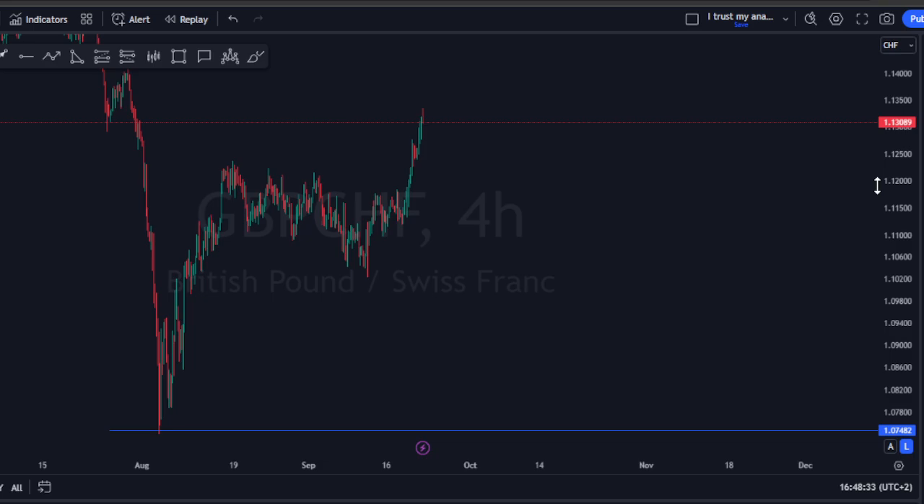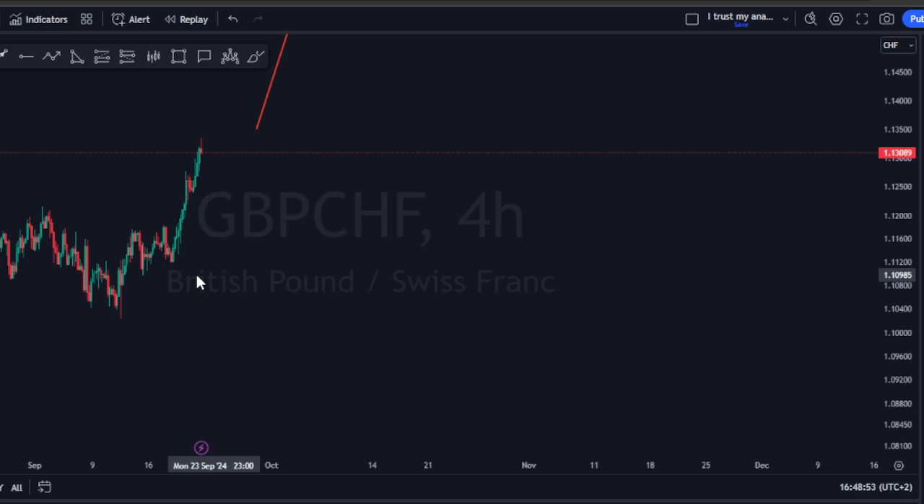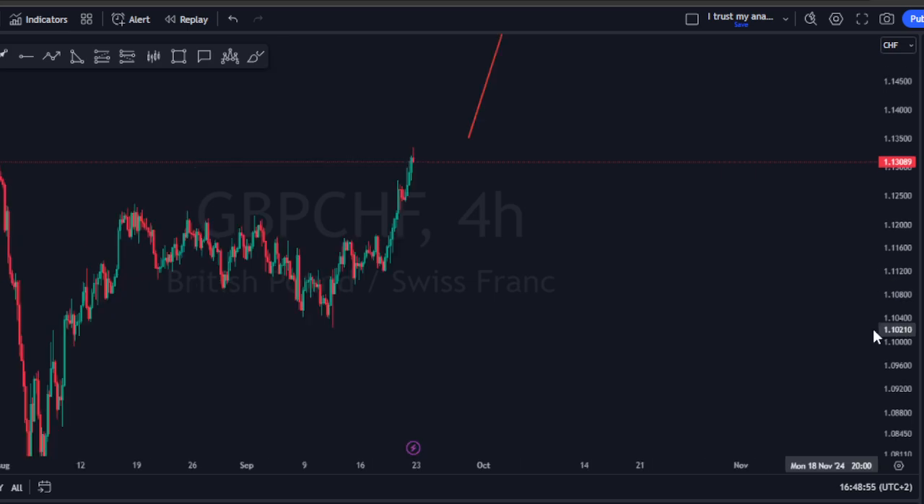So we won't fight against the market. We are going to go with the market. So basically I can say we're looking for buys until this high. That's what we are anticipating.